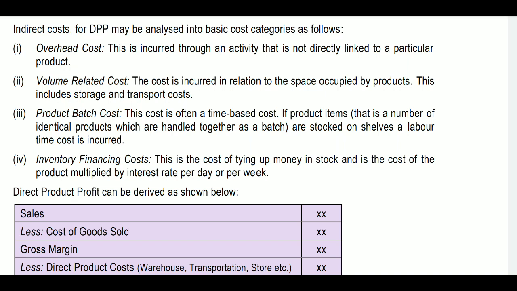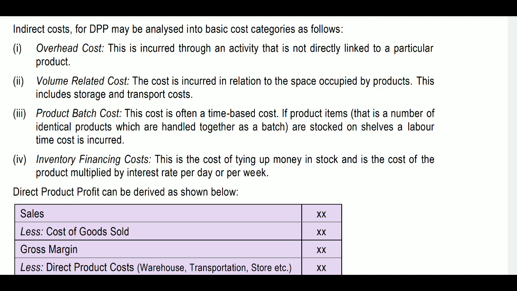So the DPP statement has indirect cost, which will be analyzed into the basic overheads. What are the basic overheads? Overhead cost, volume related cost, product batch cost, inventory financing cost. Overhead cost is not directly linked to a particular product. Volume related means it is incurred in relation to space, that is storage, transportation. Product batch means it is a time based cost. Inventory financing cost means the cost of tying up money in stocks.